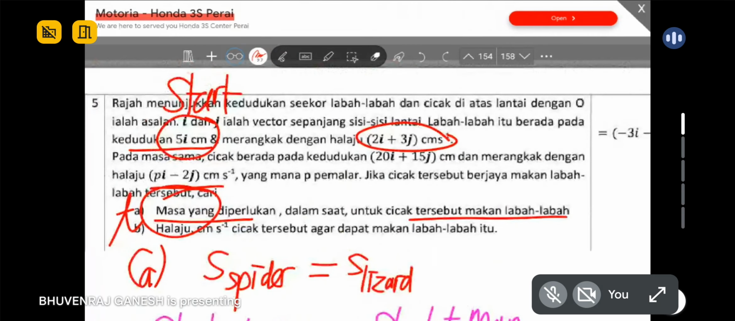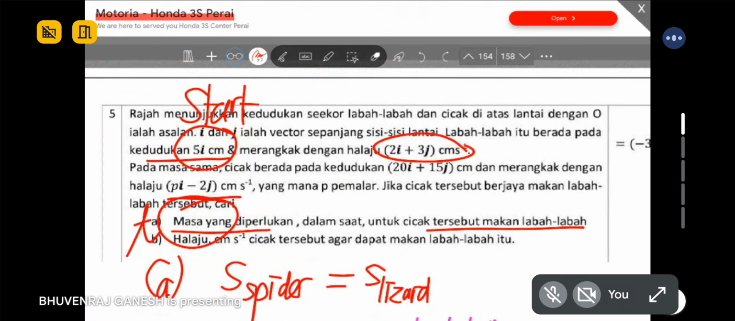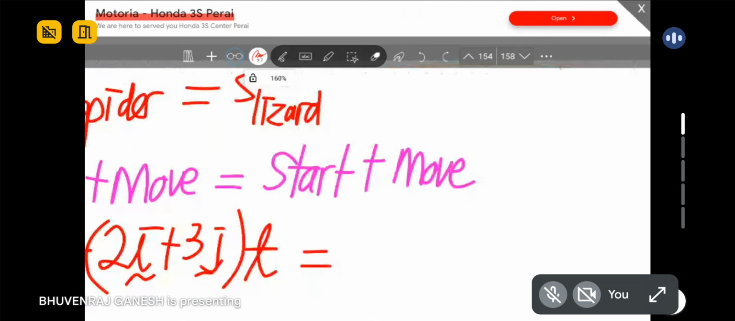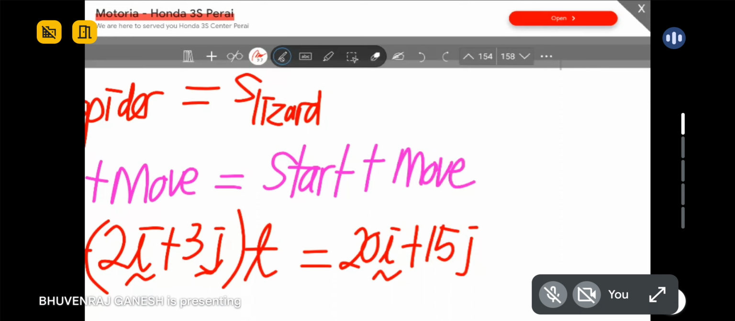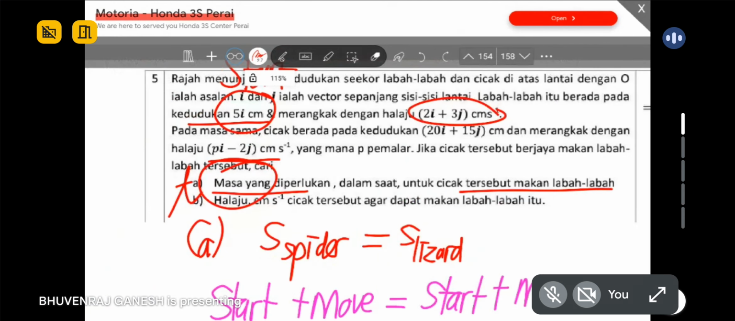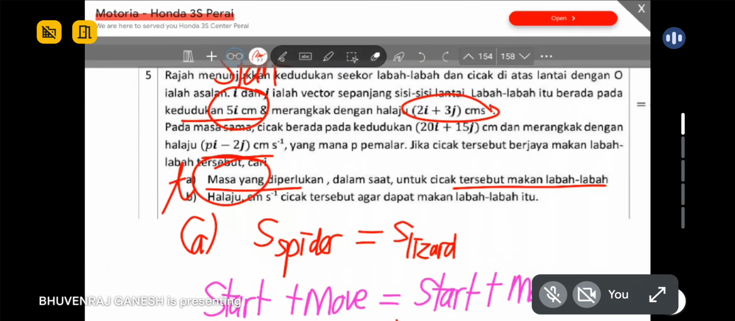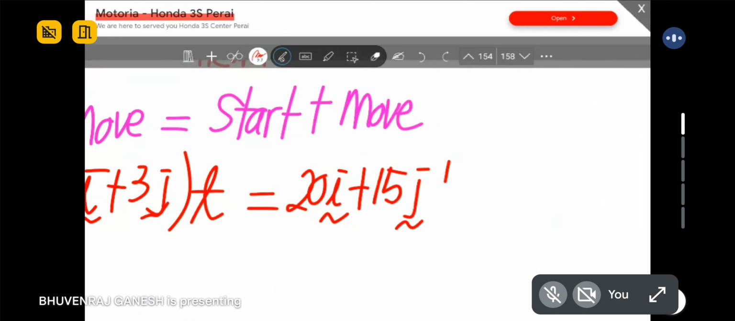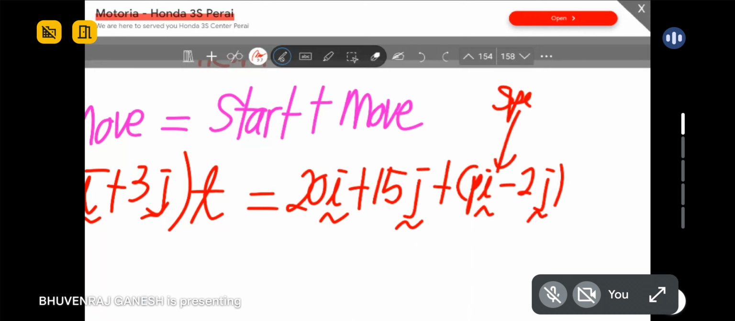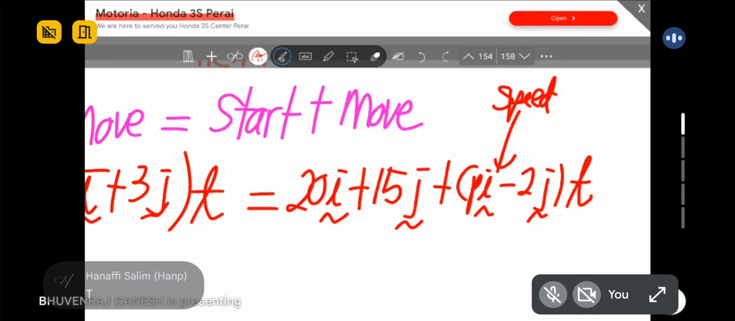Okay? And then for the lizard, cicak, starting position is 20i plus 15j based on the question. So you just write 20i plus 15j and then kelajuan, pi minus 2j. Okay, so you just write pi minus 2j times what, guys? Kena darab dengan apa? Again, this one is actually the speed, laju. So you need to times by time. Again, you times by t. Do you all see the concept?